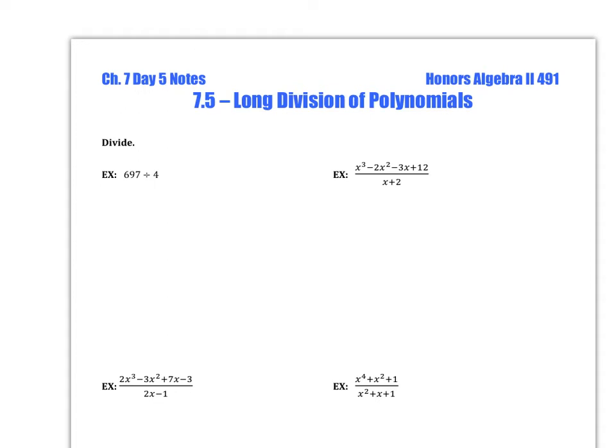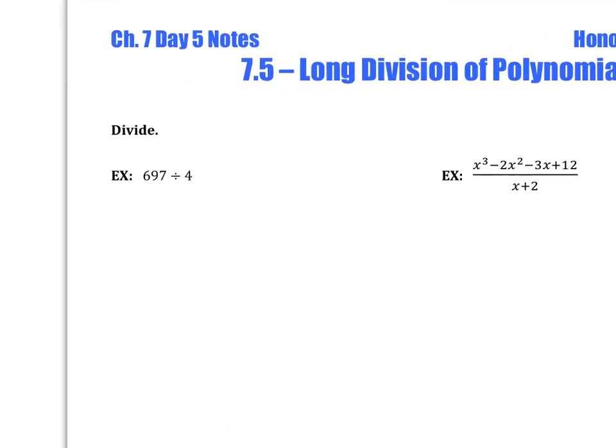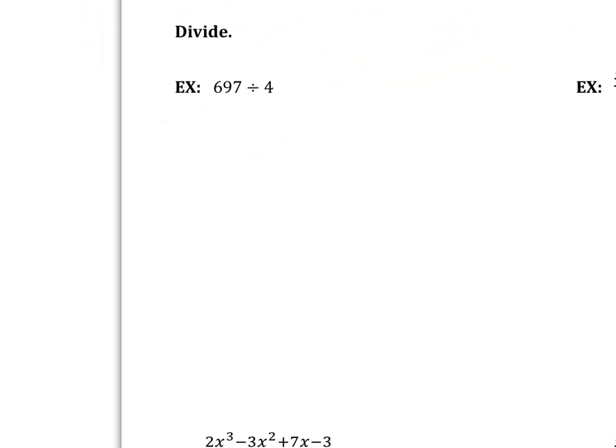Today's focus is going to be long division. Okay, so before we jump into long division of polynomials, let's just do a quick review of long division with some numbers. All right, so if we're taking 697 and dividing by 4, 4 will go on our outside and 697 goes underneath.